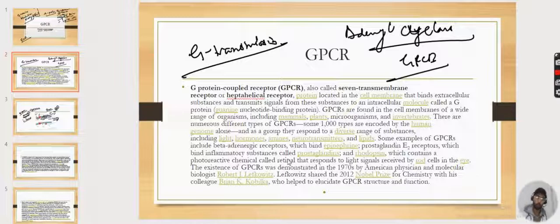Fine. So we talked about the ligands here. Ligand could be hormone, light, amine, neurotransmitter, lipids. It could be anything. A few examples: we have prostaglandin, we have epinephrine, we have rhodopsin.